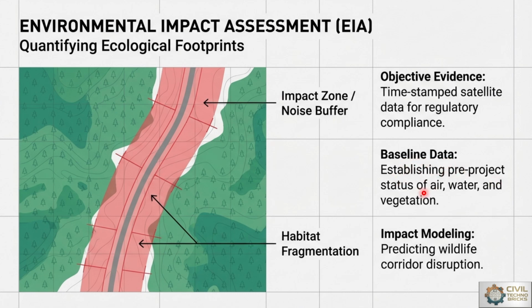So here we have to establish the pre-project status of air, water, and vegetation, which are the environmental components, along with impact modeling by predicting wildlife corridor disruption. So we have to check the environmental impact assessment so that satellite data supports before and after comparison of project areas to detect environmental changes along with the infrastructural projects impacting the land, vegetative material, water, and settlements. So civil engineers use this information to design sustainable projects and reduce negative environmental impacts, to reduce soil erosion, deforestation, water pollution, and the urban heat island effect.